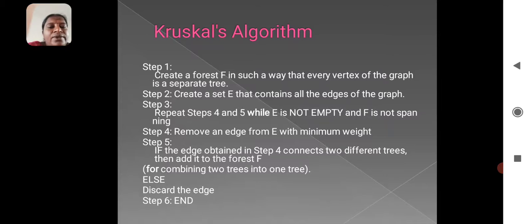Now a general algorithm for Kruskal's: create a forest, where every vertex of the graph is a separate tree. We have to connect edge by edge of the graph. Steps 4 and 5 are repeated. If the set of edges is not empty, we repeat: remove the edge of minimum weight. If the edge in step 4 connects two different trees, then add it to the forest. That is, we have to connect the forest trees, not trees with loops or parallel edges.